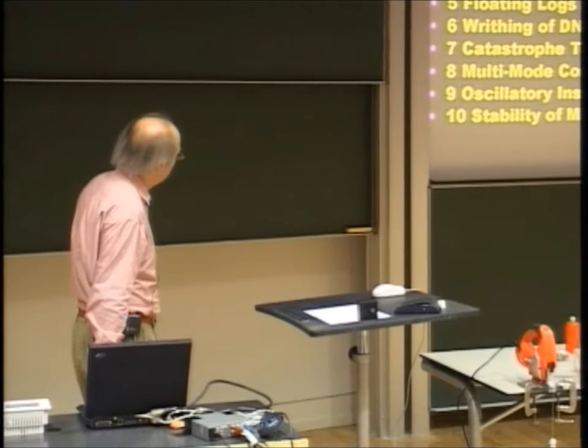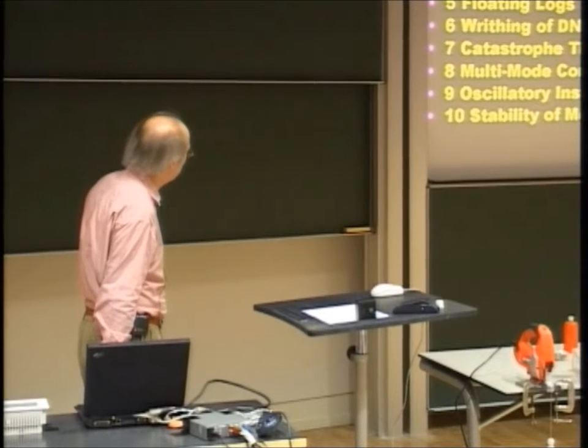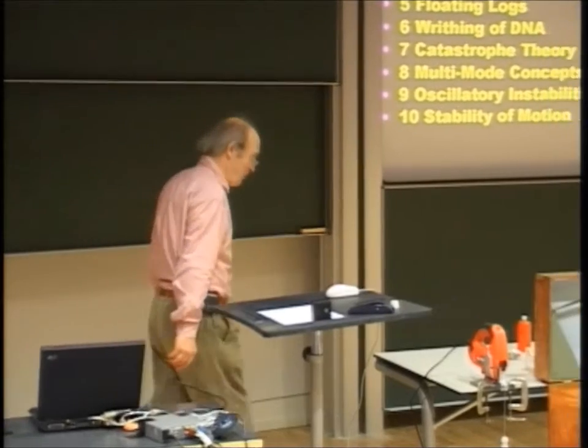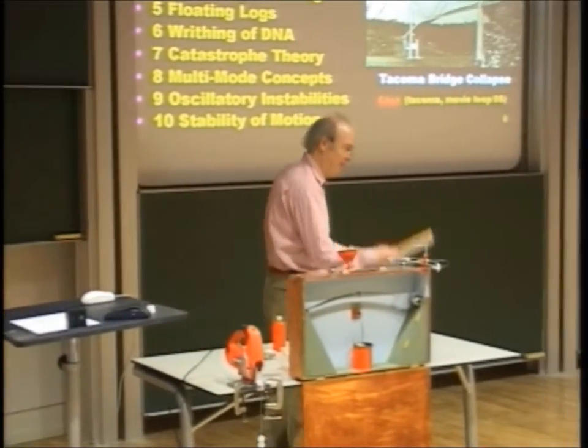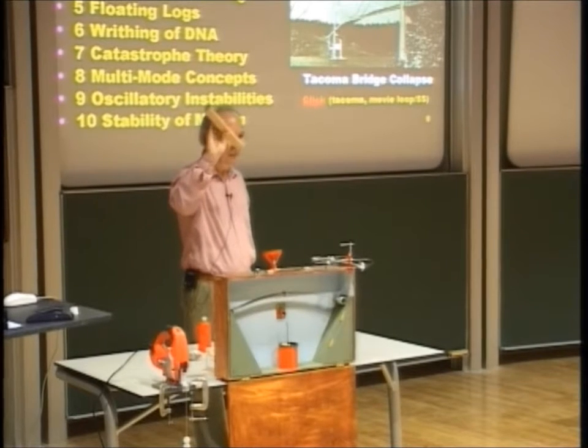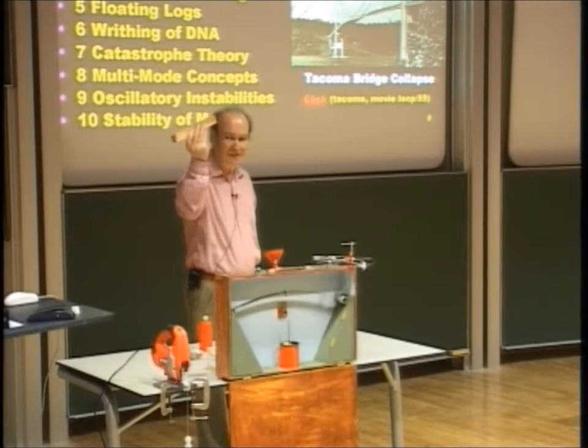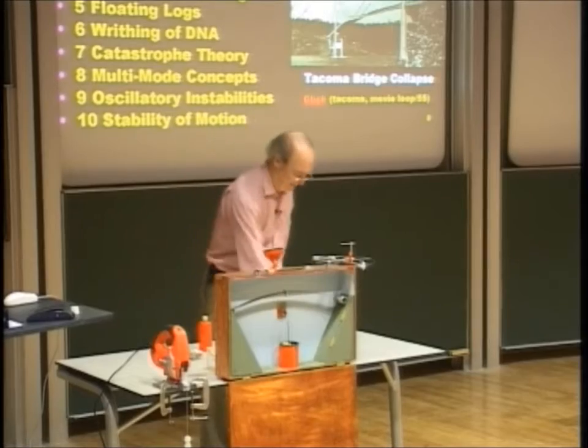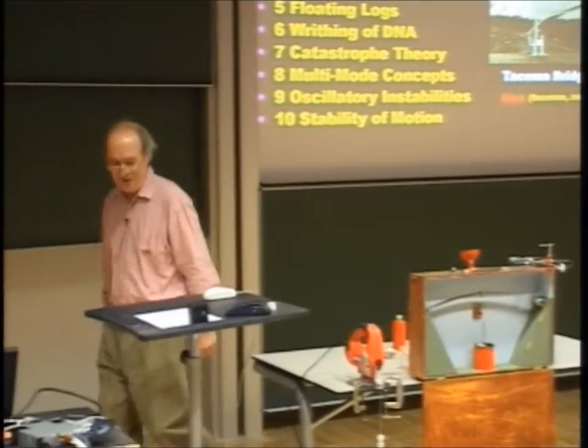Floating logs: I'm offering a prize if you can tell me how logs float. I'll give you a preview of that one. I want to know how this is going to float. It's a bit of maple. It's a square cross-section maple log. No tricks, homogeneous, uniform. How does it float?